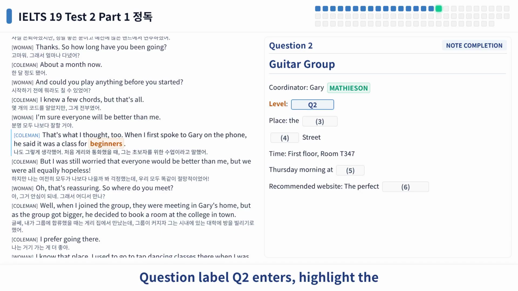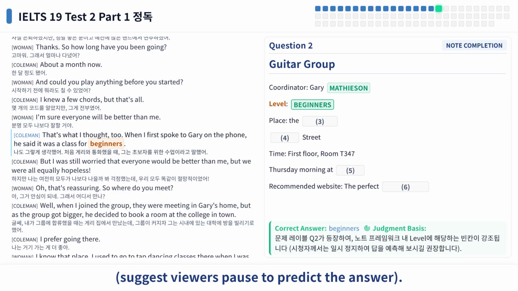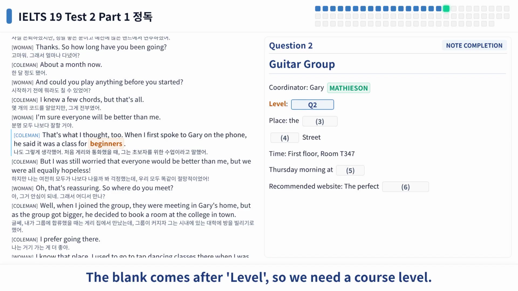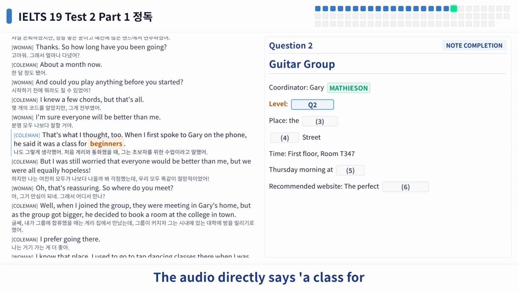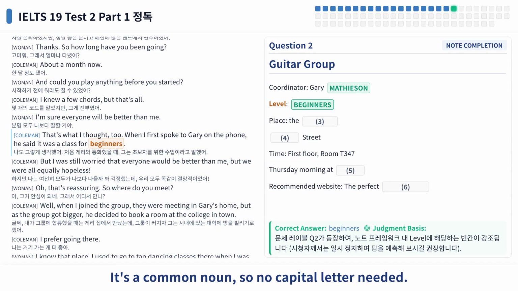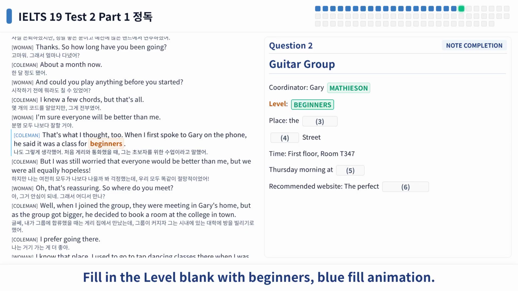Question label Q2 enters. Highlight the blank for level in the note framework. Suggest viewers pause to predict the answer. The blank comes after level, so we need a course level. Gary says the class is for beginners. The audio directly says a class for beginners, so the answer is beginners. It's a common noun, so no capital letter is needed. Fill in the level blank with beginners.